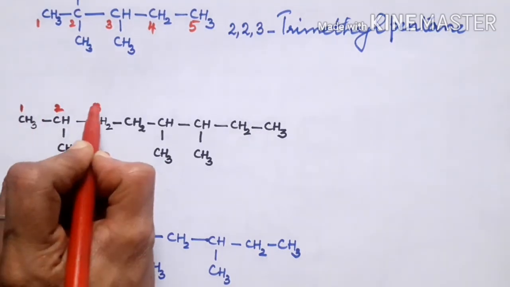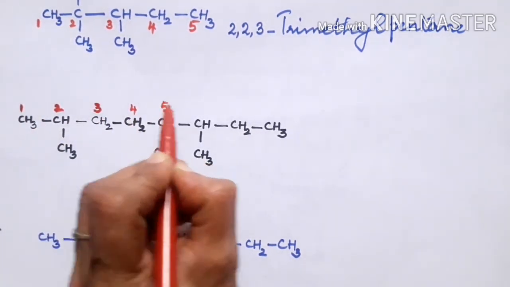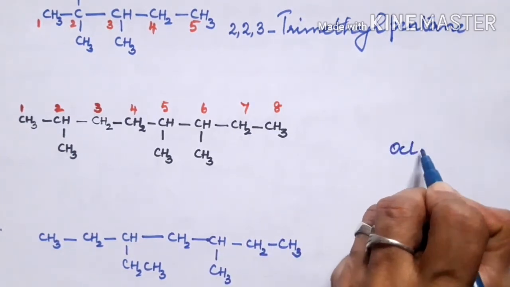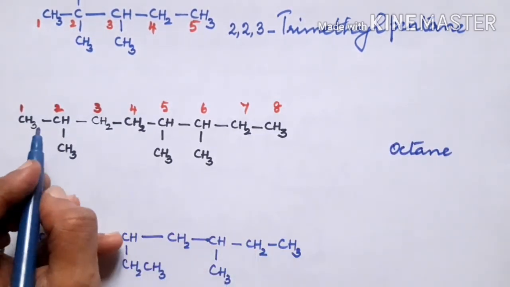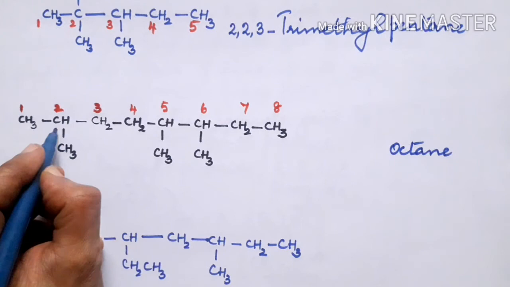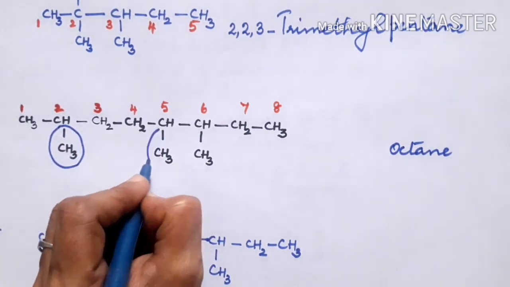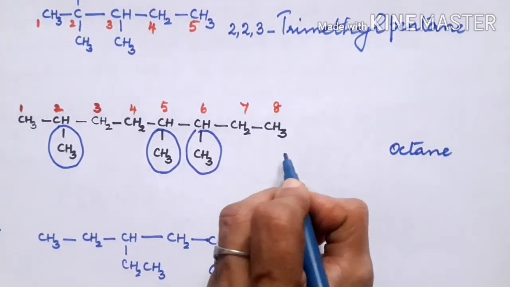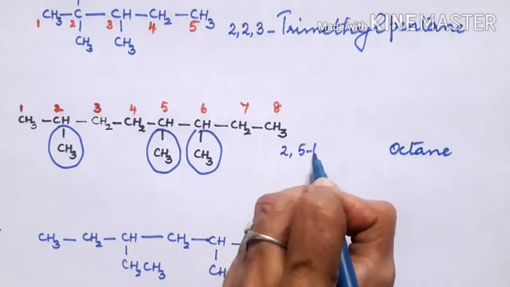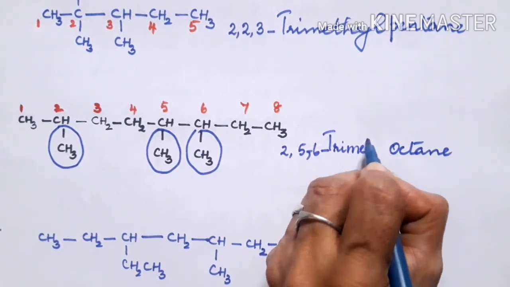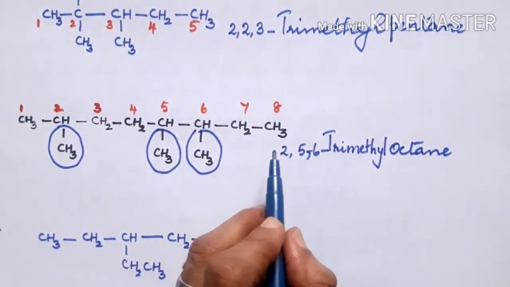Next compound. We shall number it from left to right. 1, 2, 3, 4, 5, 6, 7, 8. So what will be the name of the compound? So the parent will be octane. Now, is it completely octane? No, we have methyl groups here and there. So, position of methyl groups also has to be mentioned. So, it is a second position, fifth position, and sixth position. So, it will be 2, 5, 6. Trimethyl octane.